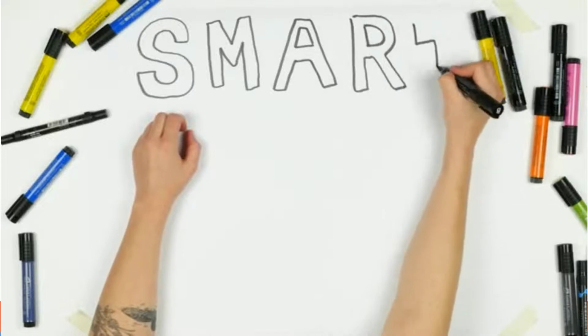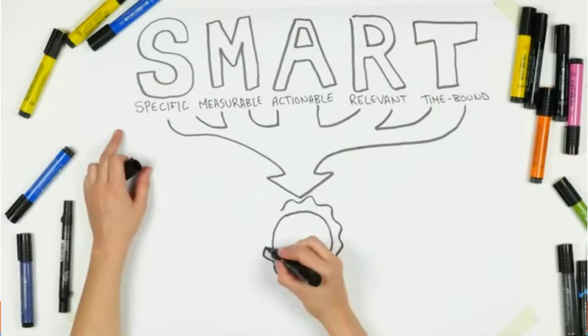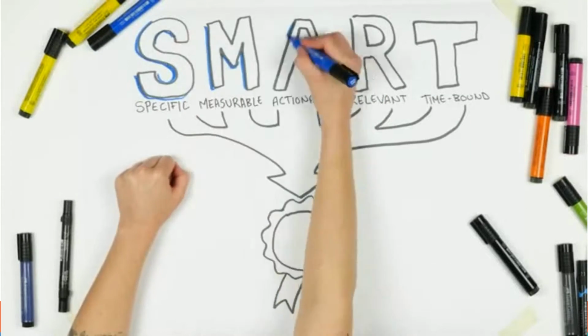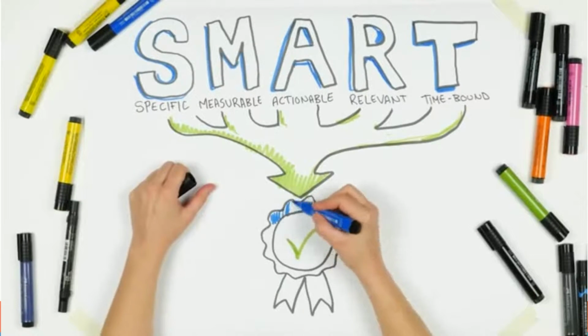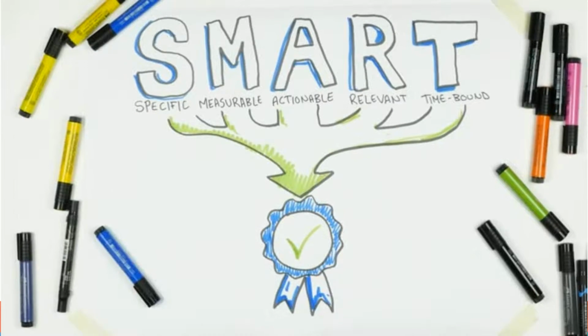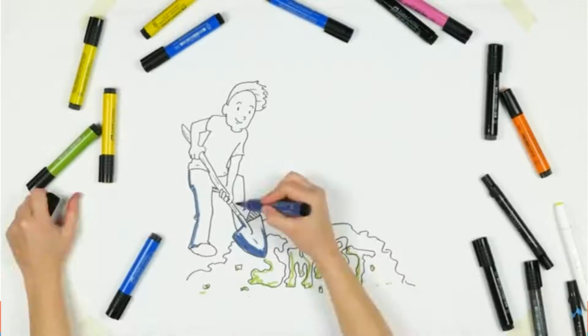SMART is an acronym that stands for specific, measurable, actionable, relevant, and time-bound. A SMART goal incorporates all of these criteria to help focus your team's efforts and increase the chance of achieving your goal. Let's dig into each word of the SMART acronym with some examples.